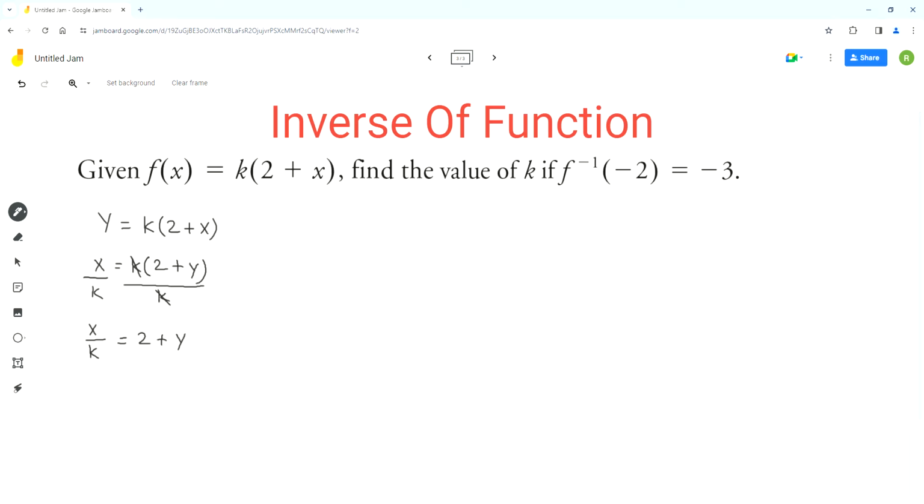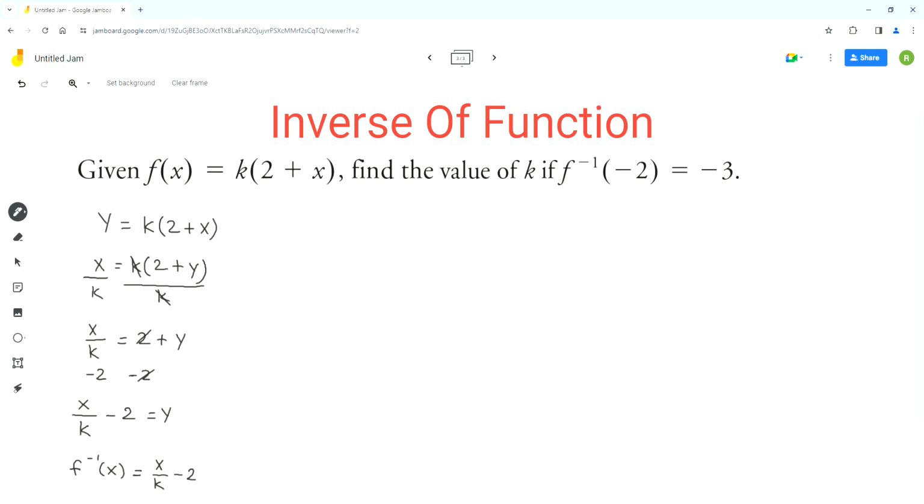We can isolate y by subtracting 2 from both sides. So the 2's on the right side cancel each other out. So we get x over k minus 2 equals y. So this is the inverse of the given function. And now we can use the notation for inverse function to write the inverse equation. So we can rewrite this as f inverse of x equals x over k minus 2.